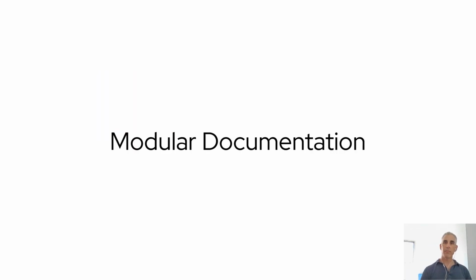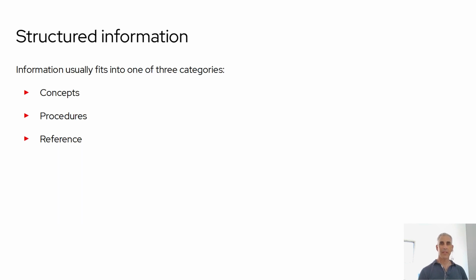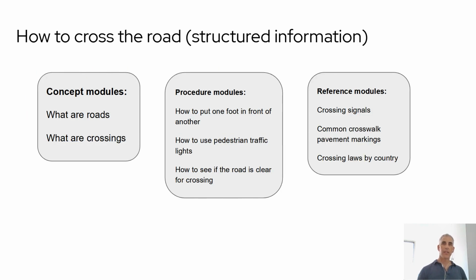So let's talk about modular documentation. Modules have structured information. There are three main types of information: concepts, procedures, and reference material. So let's talk about examples of what those things are. In this user story, we're talking about how to cross the road, and we're going to talk about it in a structured way. Two examples of concept modules would be what are roads and what are crossings.